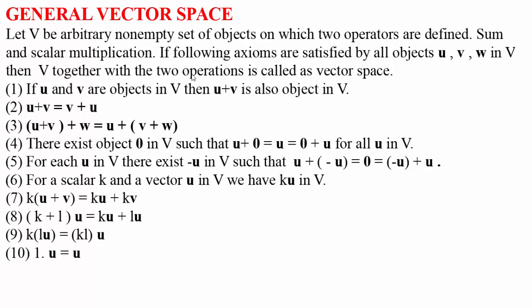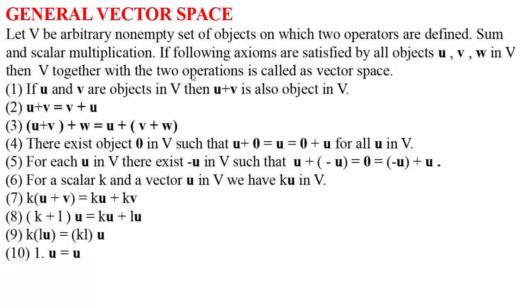Seventh axiom: k times (u plus v) must be equal to ku plus kv. Eighth axiom: (k plus l) times u, where k and l are scalars, equals ku plus lu. Ninth axiom: k times (lu) equals (kl) times u.